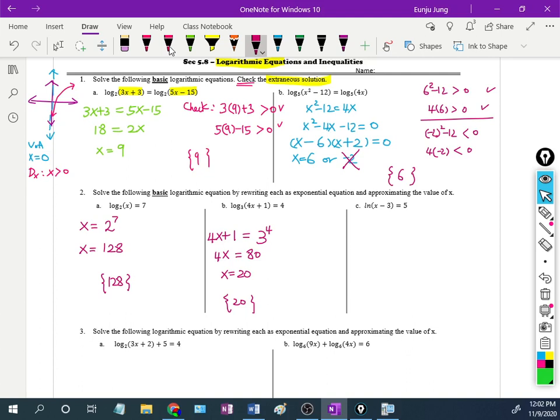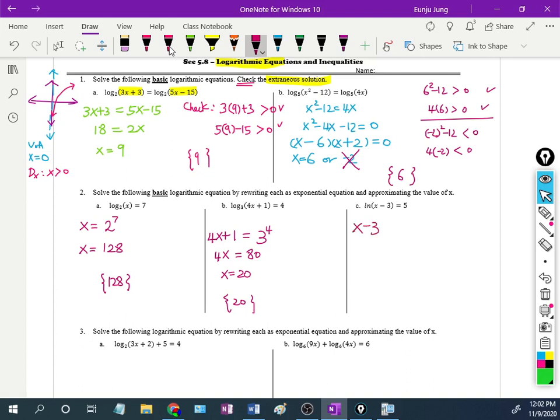Next one, C. Ln, I have a single logarithm, and on the other side I have no logarithm, okay? So there is nothing to compare. So I'm not doing it the same way as number 1. I need to rewrite this equation. So let's use exponential form. Let's start by writing this input in the parentheses.